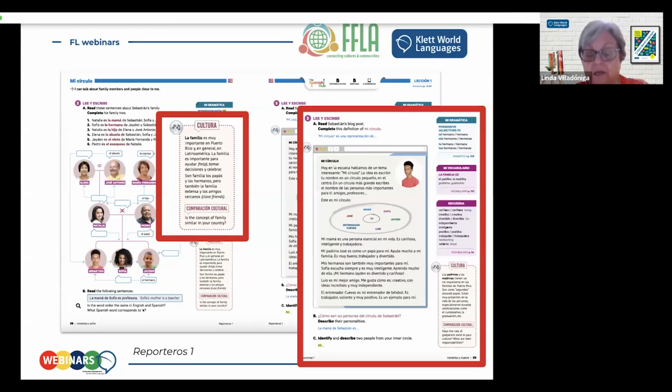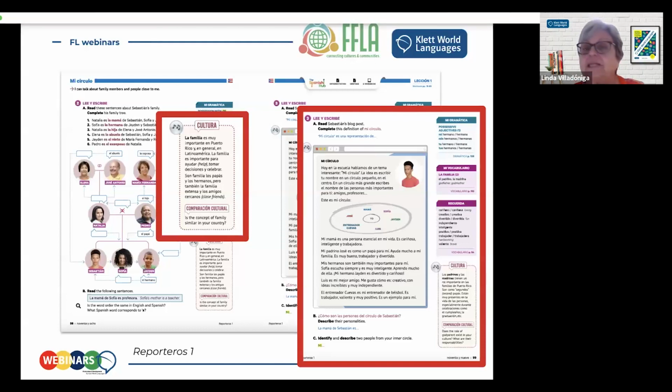So there's a cultural comparison in the concept of family similar in your country. You can change country for culture if you have a culturally rich classroom, and then you get different perspectives. This is something they can do in the target language, jotting down different words that they know. You can also have them do a little slide presentation: this is my family compared to a Hispanic family. You could do that. There's just a lot you can do with that.